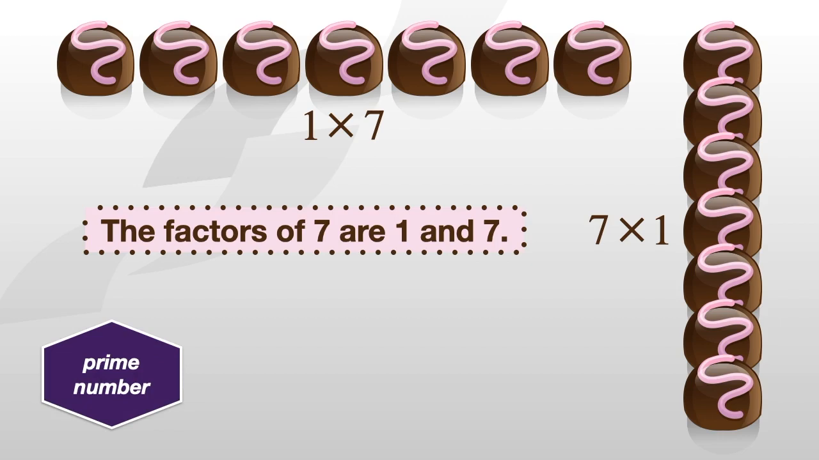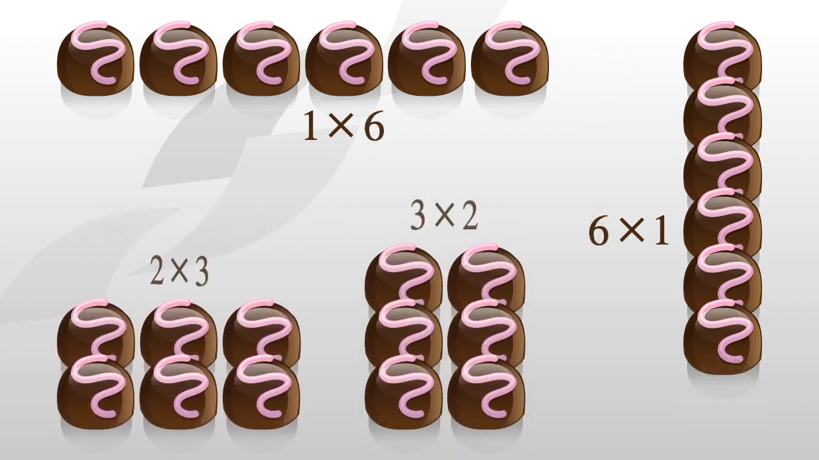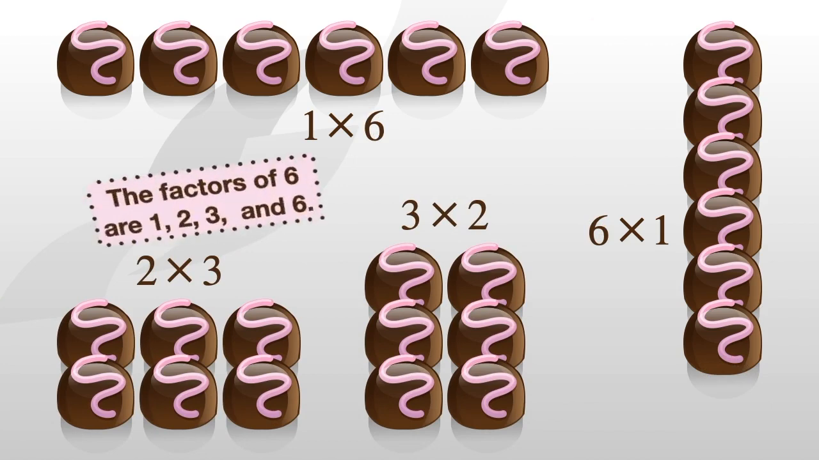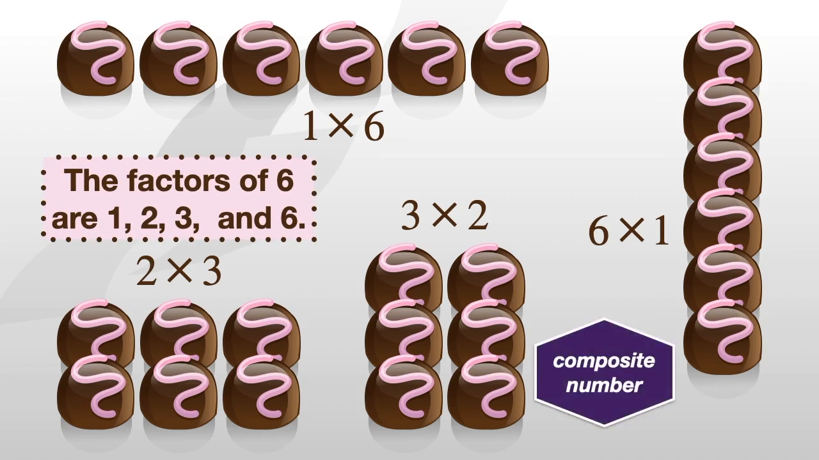In contrast, 6 has more than 2 factors. Its factors are 1, 2, 3, and 6. A number with more than 2 factors is called a composite number. Which numbers are prime? Which numbers are composite? Next, we'll explore a method for identifying prime and composite numbers.